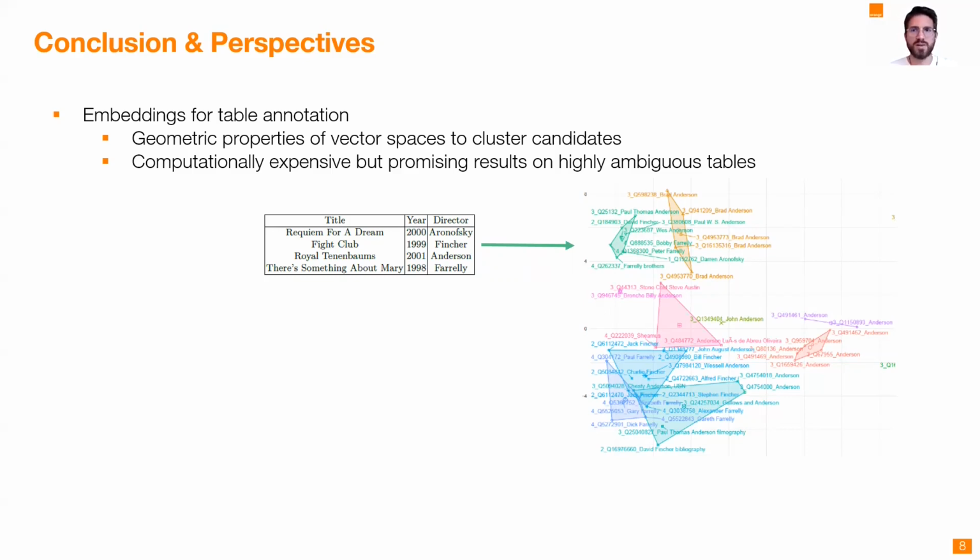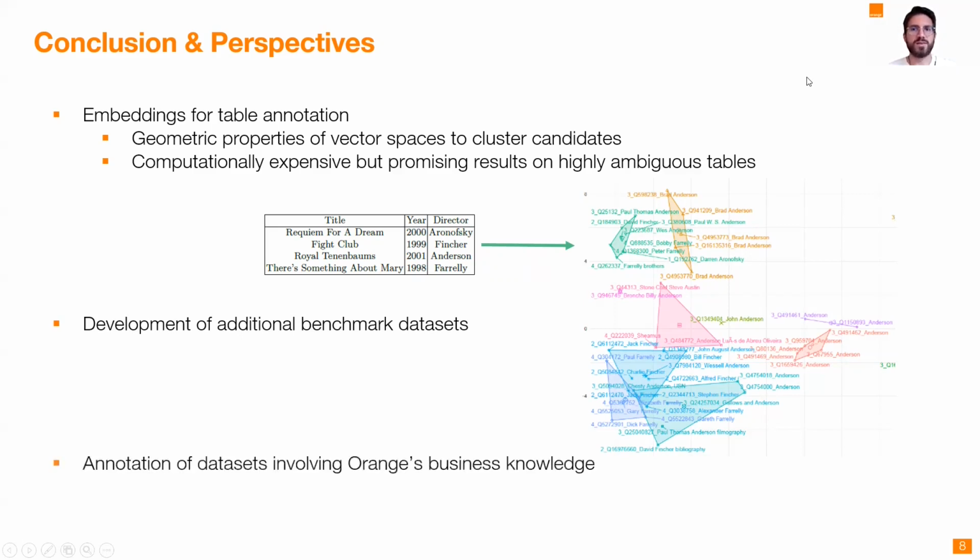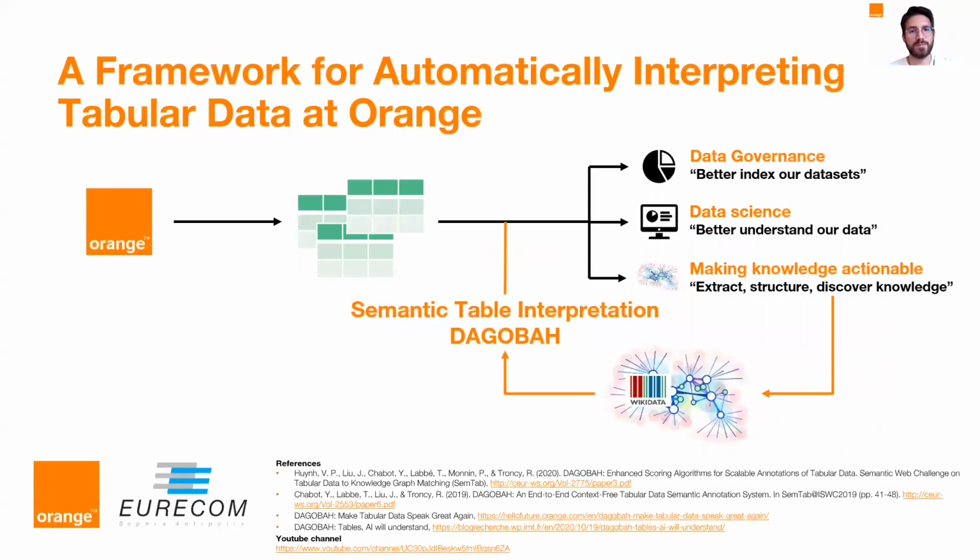As aforementioned, we also participate in the development of additional benchmark datasets that involve additional complexities, such as multivalued cells or business domain vocabularies. In this view, there is also an industrial challenge, as we may need inside Orange to annotate datasets that involve Orange business knowledge. And in this case, Wikidata may not be enough. Hence, there is a need to develop an Orange-specific knowledge graph, for which the semantic table interpretation task may help. Indeed, with the extracted knowledge, we can bootstrap and enrich the specific Orange knowledge graph.